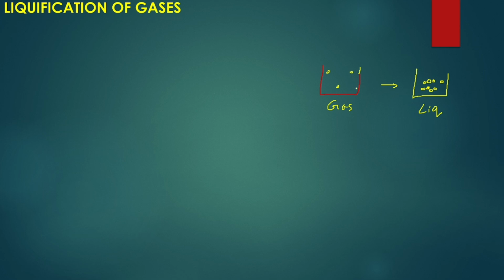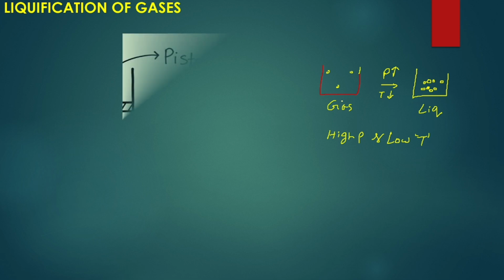What we need to do to convert the gas into liquid is apply a large amount of pressure and decrease the temperature. So for any gas to liquefy, you need to give a condition of high pressure and low temperature. This is the favored condition for the liquefaction of gases.